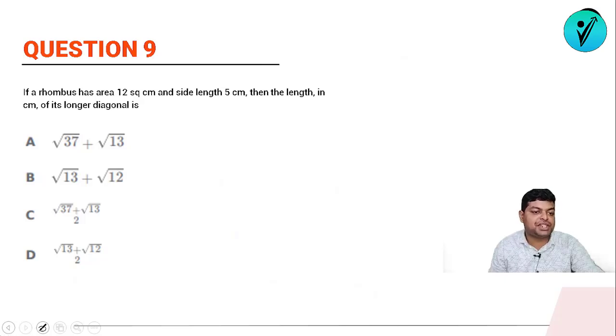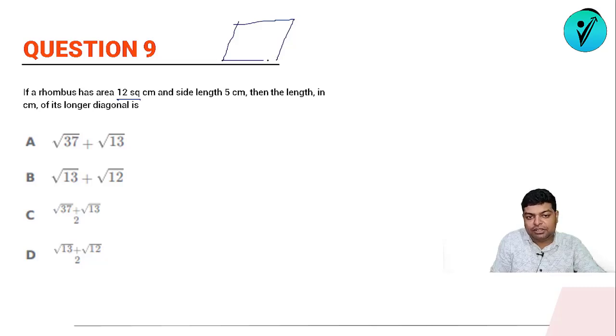Moving on to the next question. Next question is from the chapter mensuration. So what it says, if a rhombus has an area 12 square centimeter, so there is a rhombus, okay? So in rhombus, all the four sides are equal. Okay, rhombus is a parallelogram in which all the four sides are equal.